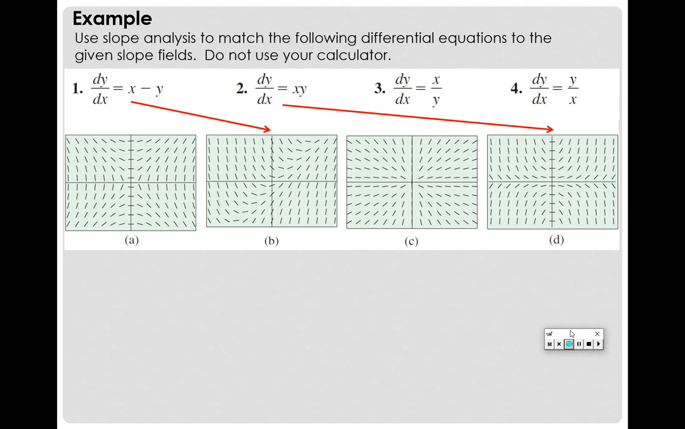Vertical slopes here on this one all the way across? No, flat slopes all the way across there. And that allows me to finish up the matching.